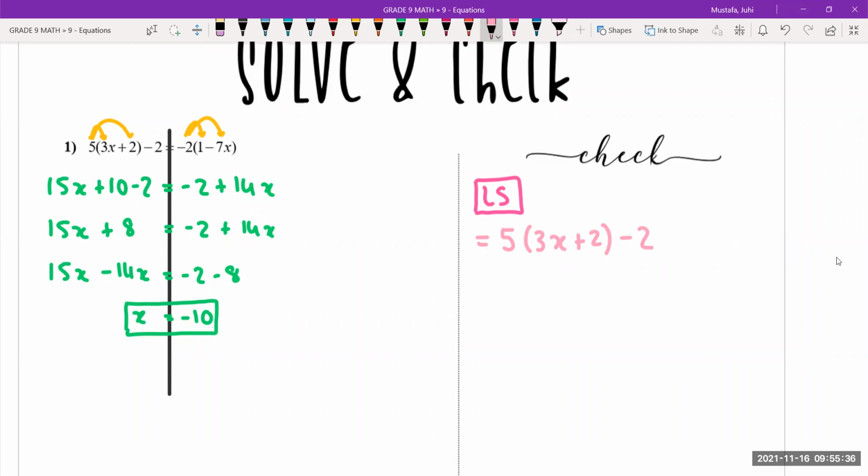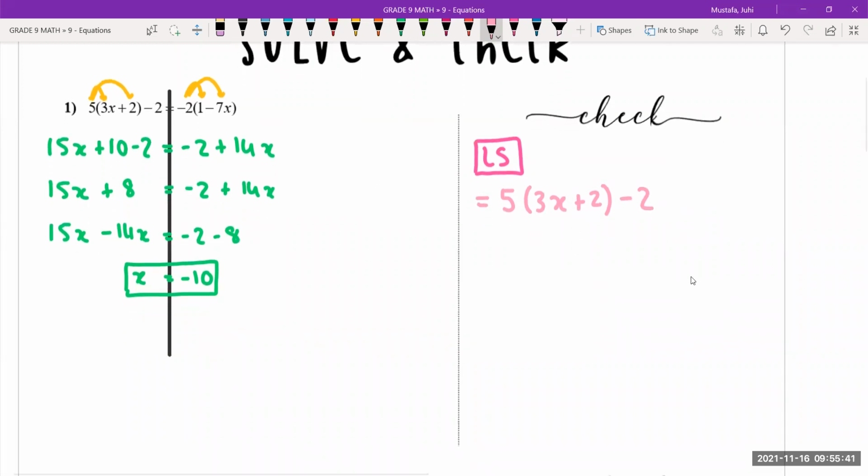I know you're going to be really tempted to distribute this and solve it. But when you're checking, fight the urge to do that. Because what you're going to do is take your possible answer for x, which is x is equal to negative 10. You're going to put it directly into this, and then you're going to use BEDMAS to solve it. So here's what that's going to look like. It's going to be 5 bracket 3 times negative 10 plus 2 minus 2, because my answer here was negative 10.